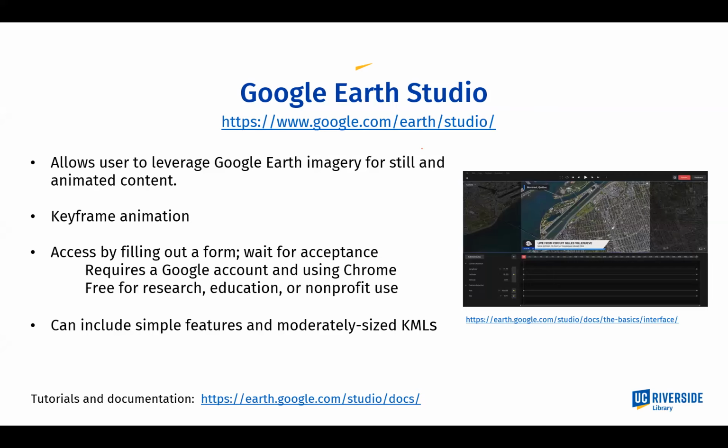And in addition to using Google Earth imagery in the products that you create with Google Earth Studio, you can also include simple features like maybe a few point features, even a moderately sized KML, which might have a few lines or shapes on it as well. But nothing too heavy duty, not like hundreds and hundreds of features. That just wouldn't work in Google Earth Studio. And I have a link at the bottom of the slide for tutorials and documentation about using Studio.